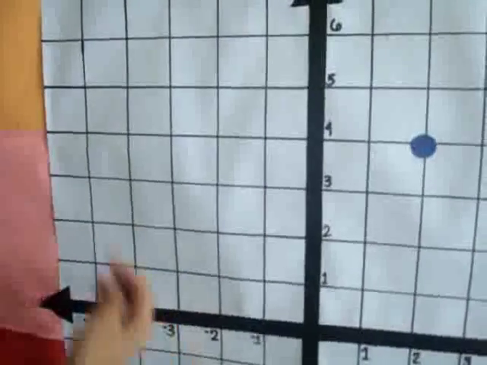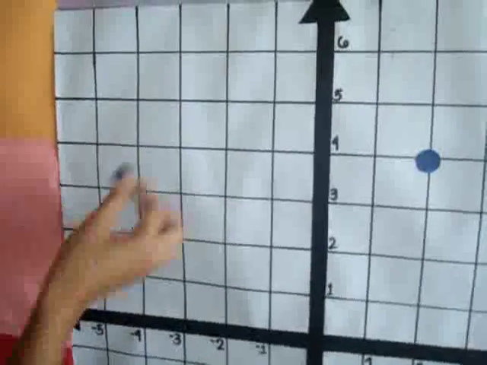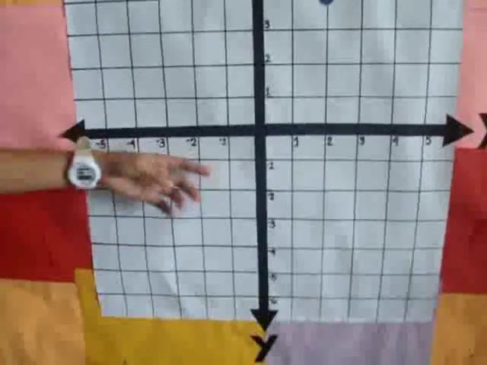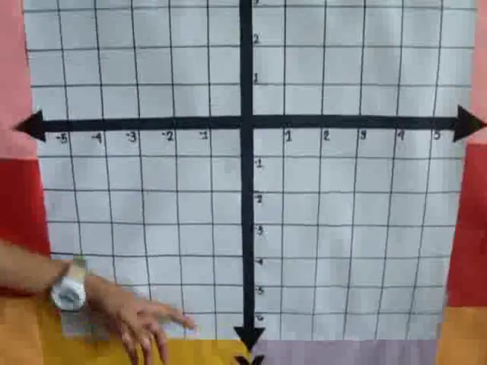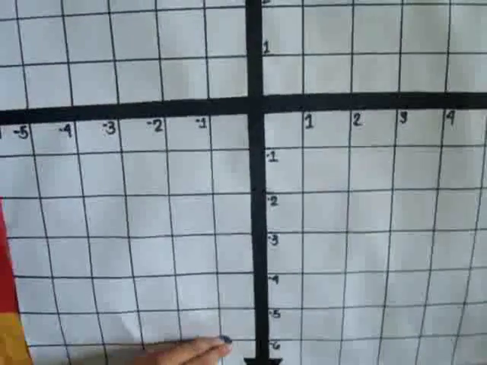Next is (negative 3, 5). We plot (negative 3, 5), and we name this point B. And the last one is (negative 1, negative 6). So we plot (negative 1, negative 6), and we name this point C.